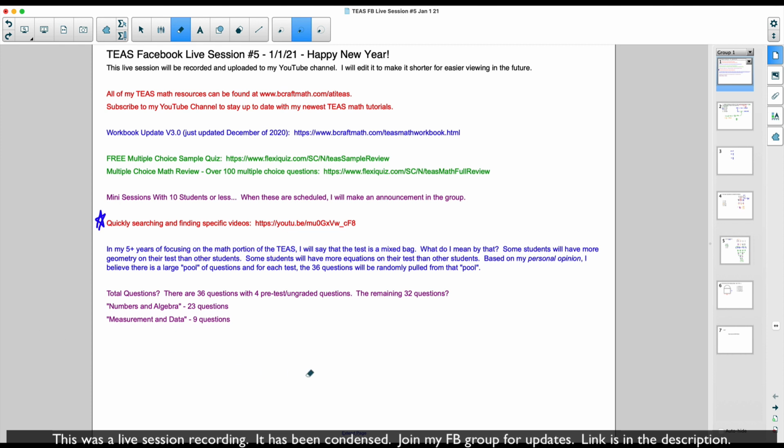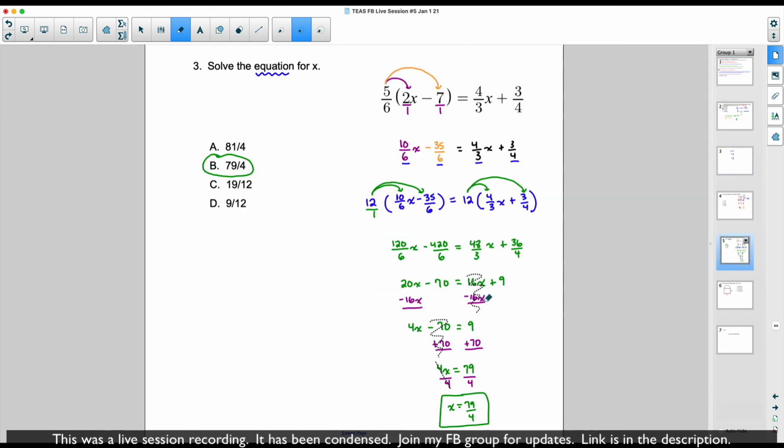And the question was, what if we move the 20x over? And I do mention that in my videos. There's definitely more than one way to solve an equation.